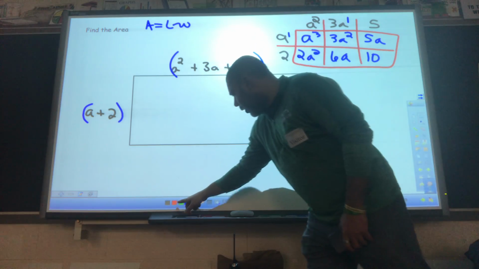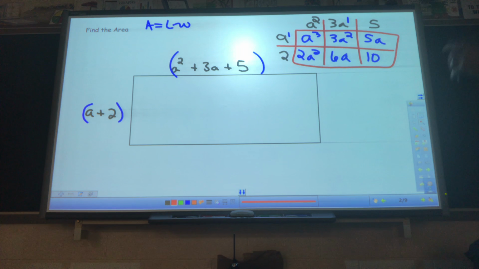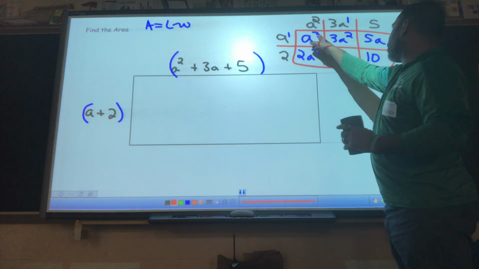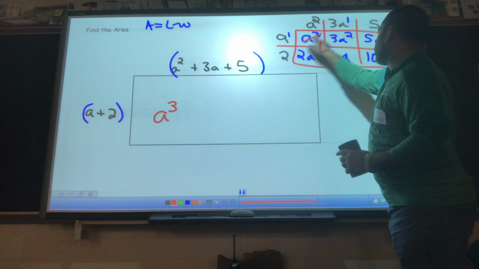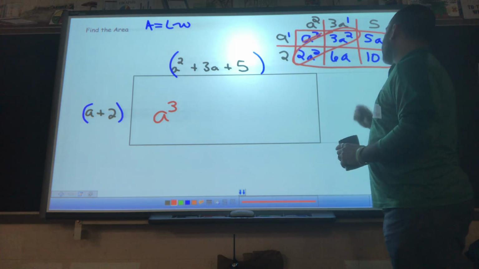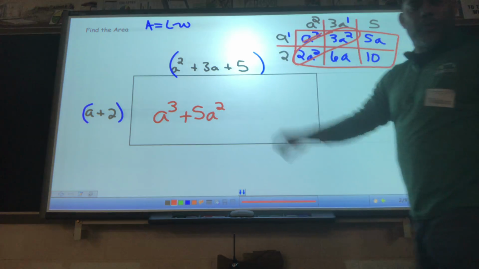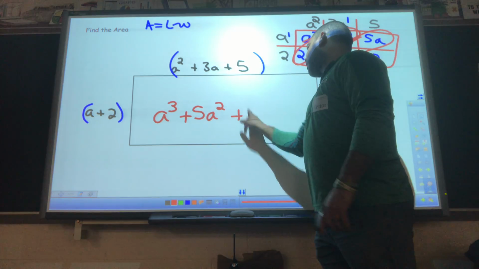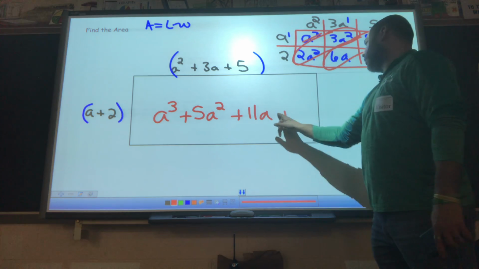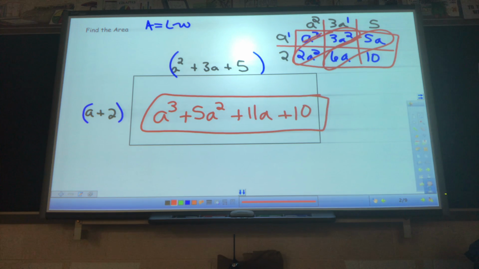And then remember, I have to transition to addition. I have to make sure that I'm adding up my like terms now. Start with the biggest exponent, my a to the third. That's the only one like that, so drop it. My a squareds are like terms, so I'm going to add those up. 2a squared plus 3a squared is 5a squared. Remember, we're adding, so you don't mess with the exponents. My a's, 6a plus 5a is 11a. And then my constant, drop it. And that would be my area of that rectangle.